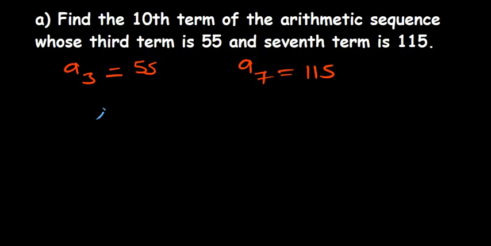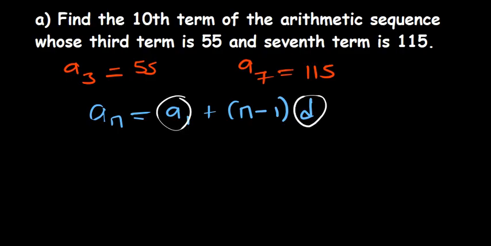So an is equal to the first term plus n minus 1, and then multiply by the common difference, which is d. Okay, so we'll use that formula to help us find the first term and the common difference, which we need to help us find the 10th term.